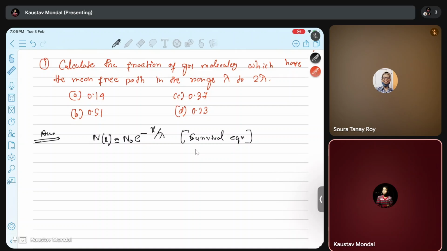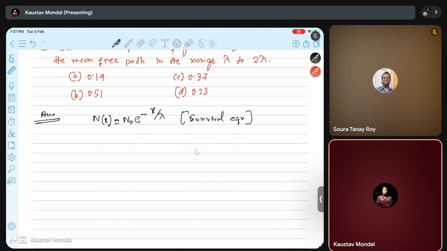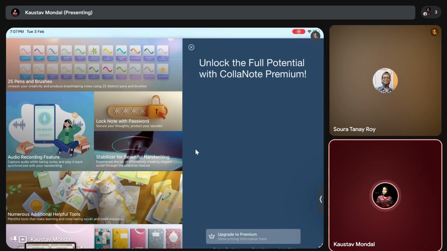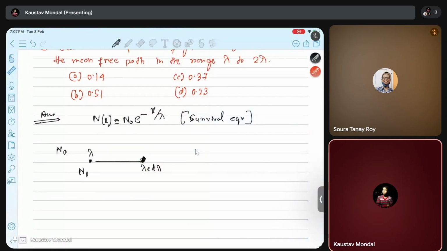So let's suppose this is lambda and this is lambda plus d lambda. Between these two distances, let's suppose initially there are n0 molecules. After traveling a distance lambda, the number of molecules reduces to n1, and after traveling from lambda to lambda plus d lambda, the number reduces to n2.